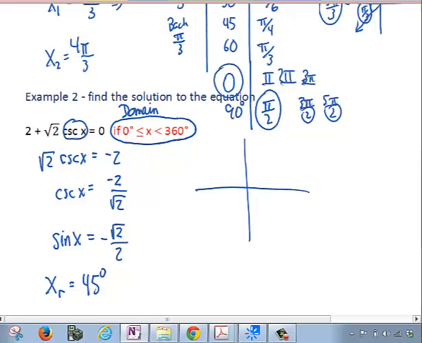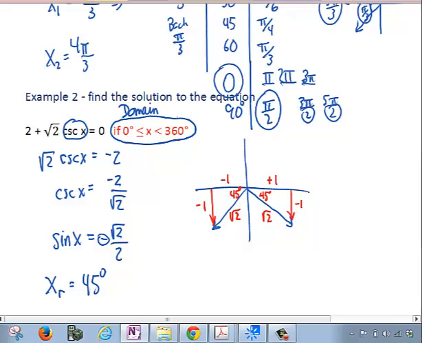and I'm going to look for where sine is negative. That would be in quadrant 3 and quadrant 4. So I'm going to draw my trig triangles in those quadrants. This is 45 reference. This is 45 reference. And this side would be -1. This would be -1. This would be root 2. This side would be -1. This would be +1. This would be root 2.